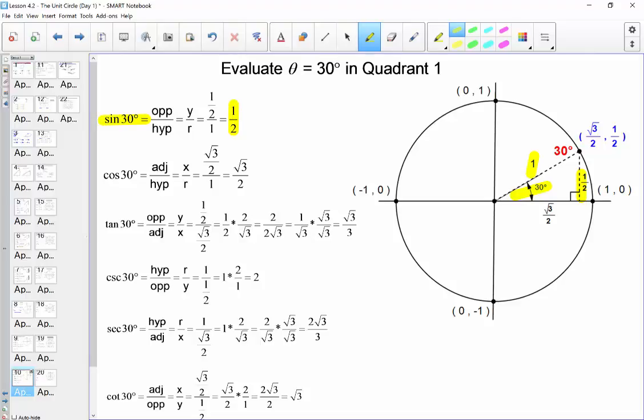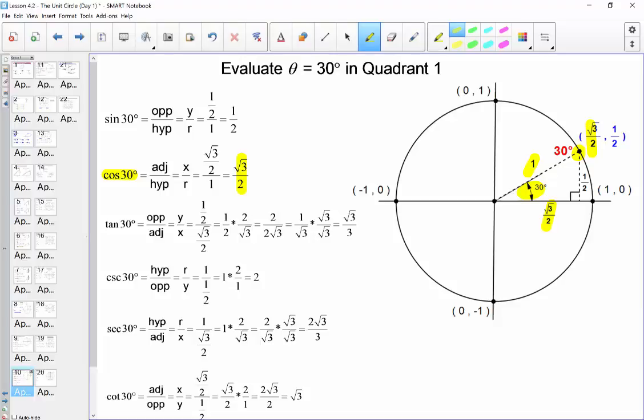So the sine of 30 degrees equals 1/2, which is the y-coordinate where 30 degrees intersects the unit circle. The cosine of theta, when theta equals 30 degrees, is equal to the adjacent side, square root of 3 over 2, over the hypotenuse 1, which of course is just the square root of 3 over 2, which is also the x-coordinate of where 30 degrees intersects the unit circle here.